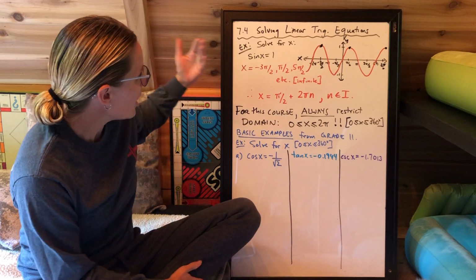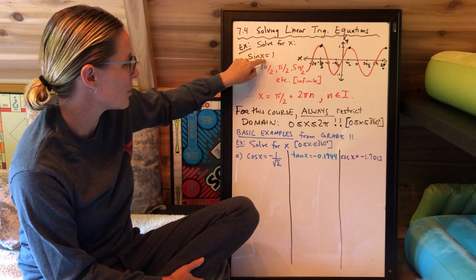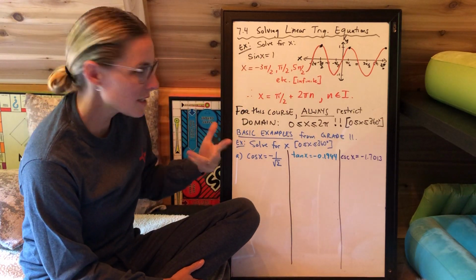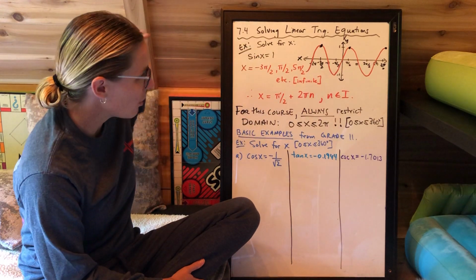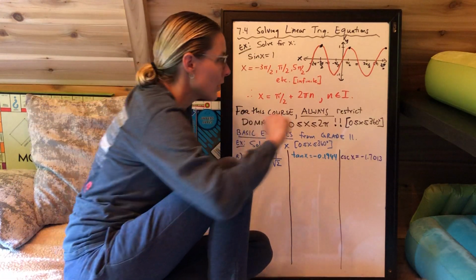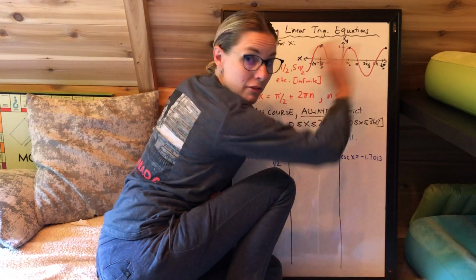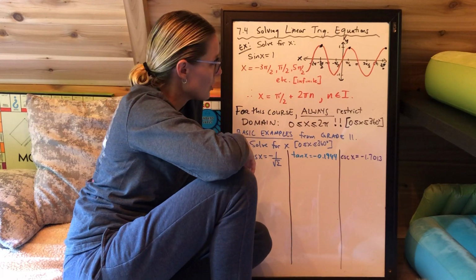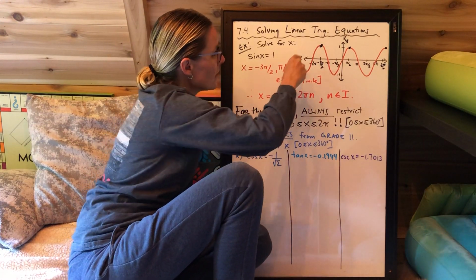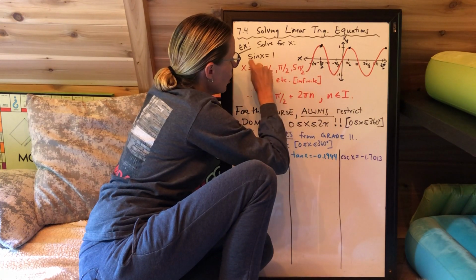So if I asked you to find all the values of x for which sine x equals 1, the easiest way to think of it is just think about what the sine graph looks like. So the sine graph is a repetitive periodic function that has a crest and a trough, a crest and a trough, crest and trough, and goes infinitely in the positive x direction and infinitely in the negative x direction. What I'm asking you is, when does this graph equal 1? So when is the y value 1?